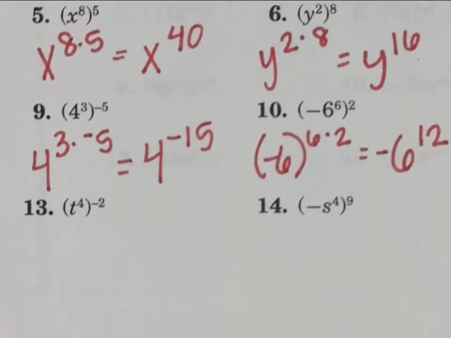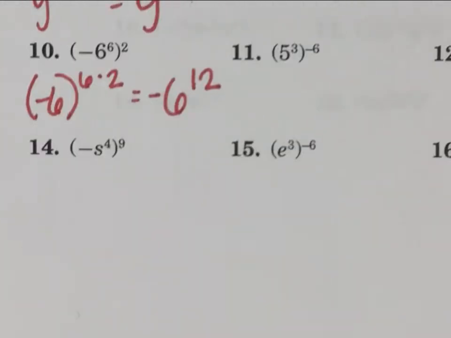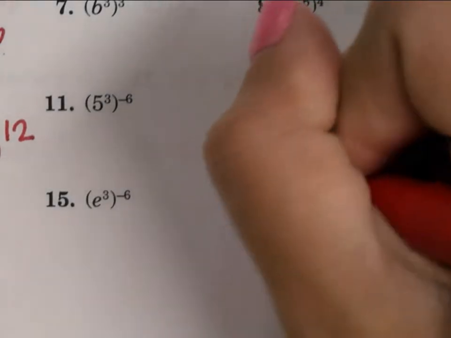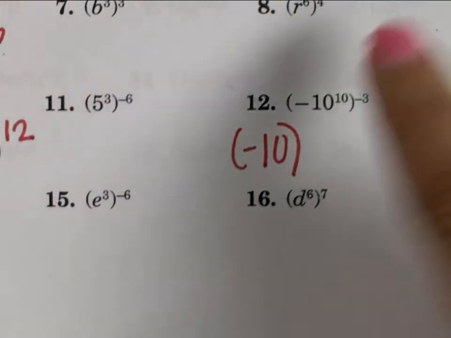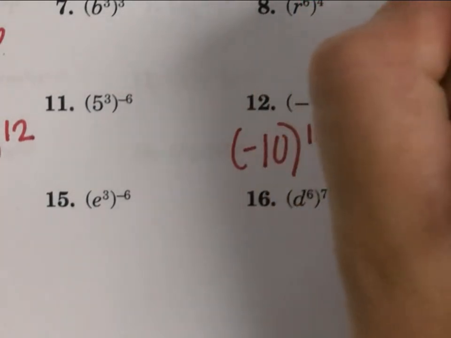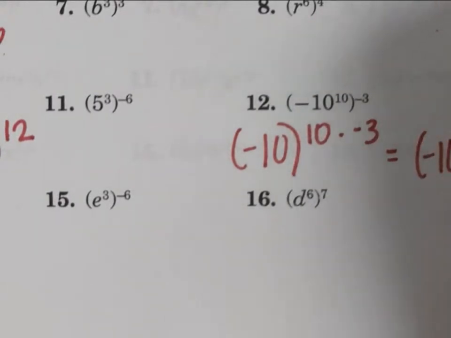Any questions on power to a power? Yes. Number 12? Okay. Nothing really is going to change. You've just got a couple of different negatives. So I'm still going to keep that negative 10 the same. I'm not going to change my base. But then that means I'm still multiplying my exponent. So that would be 10 times negative 3. So then simplified, that would be negative 10 to the negative 30th power.